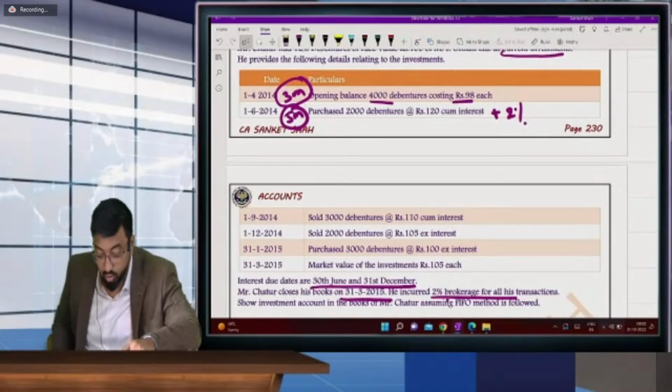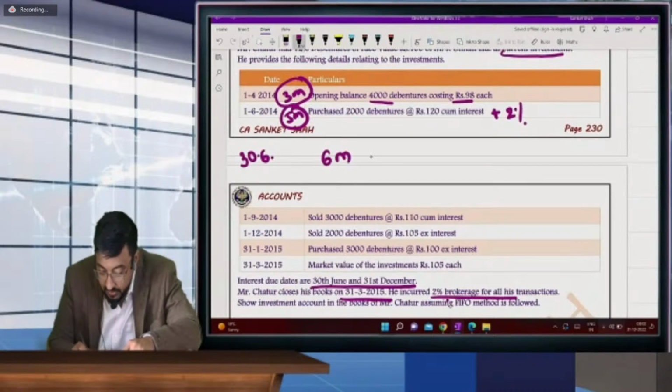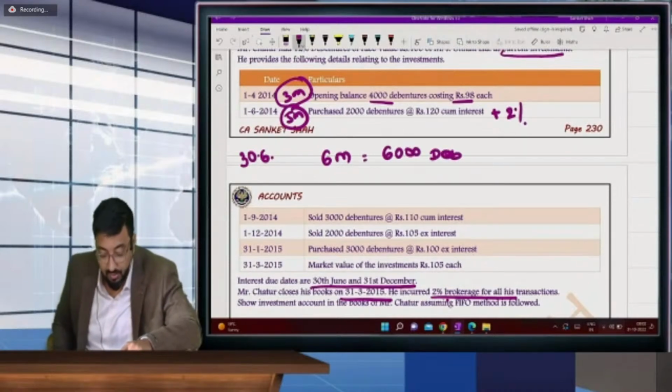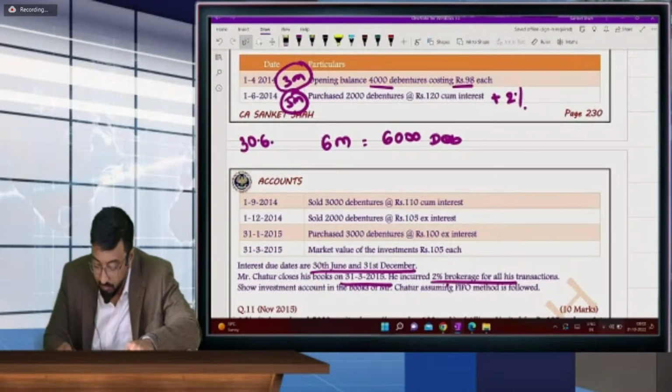1/9/2014, he sold 3,000 debentures. But बीच में कौन आया बेटा? 30 June. 6 months interest on 6,000 debentures. So this is your sequence. After that, 1st September. 1st September, sold 3,000 debentures minus 2% brokerage.